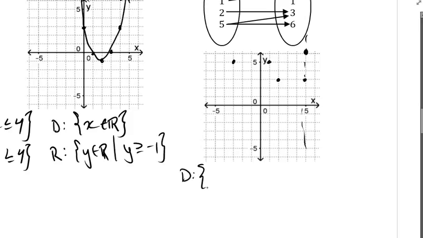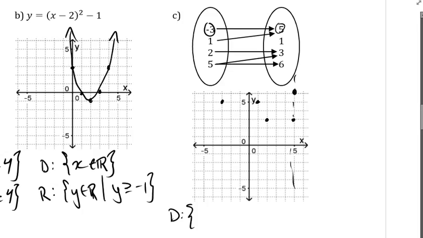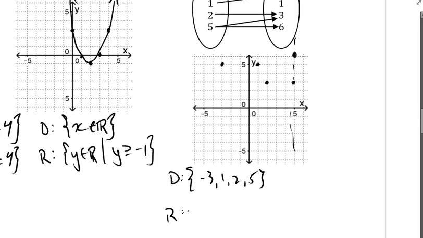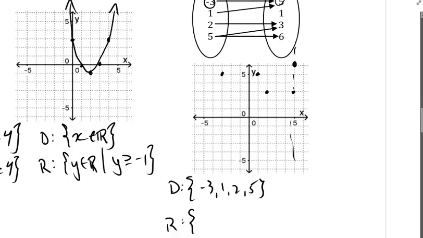Domain and range of sets of points. So what's the domain? It's just -3, 1, 2, 5. And what's the range? The list of all possible y values. So in this case, I don't say y is an element of the real numbers. I don't need to say that. Y is just those 4 numbers. I list them. That's what y can be. Okay? And it's not between any of those. It's just those.